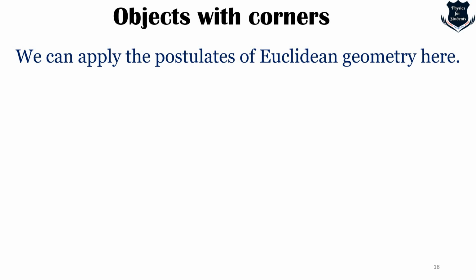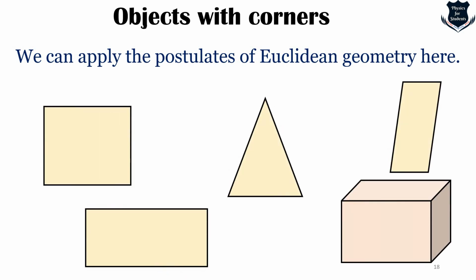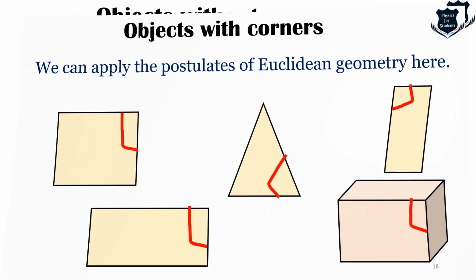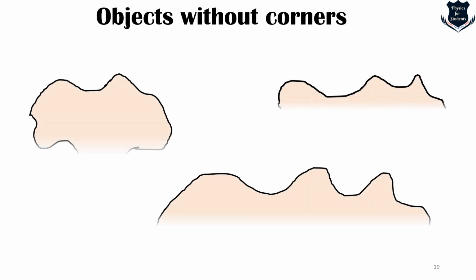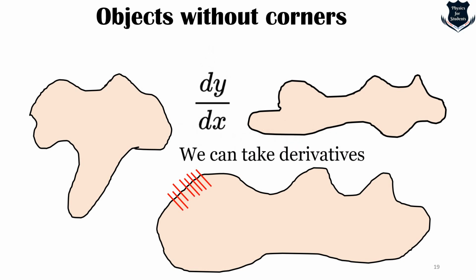Okay, so why do we apply calculus? Let us find out the reason. If you see these shapes on your screen, you can understand that all of them have different corners, which are highlighted in red. And because they have corners and because they are flat, we can apply the postulates of Euclidean Cartesian geometry here. But what if they do not have corners and look something like this? These are shapes which do not have any corners, and in order to find out any portion of the curvature, we need to find the derivatives.